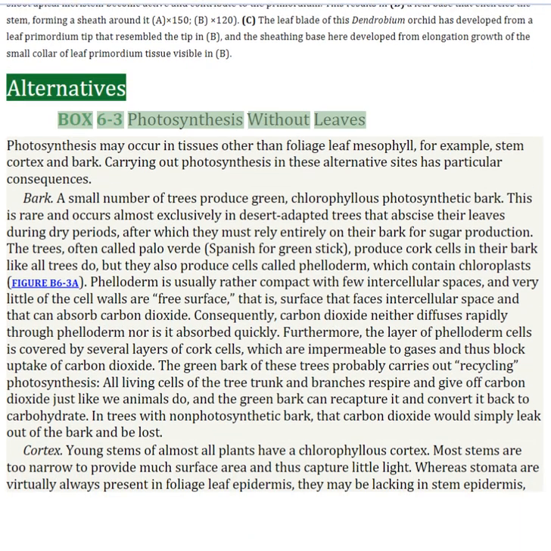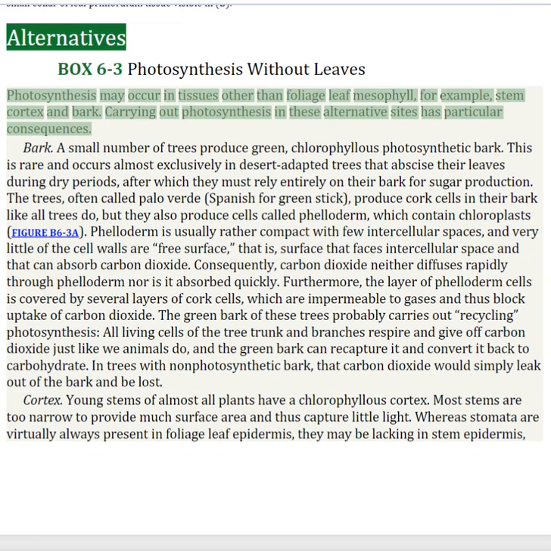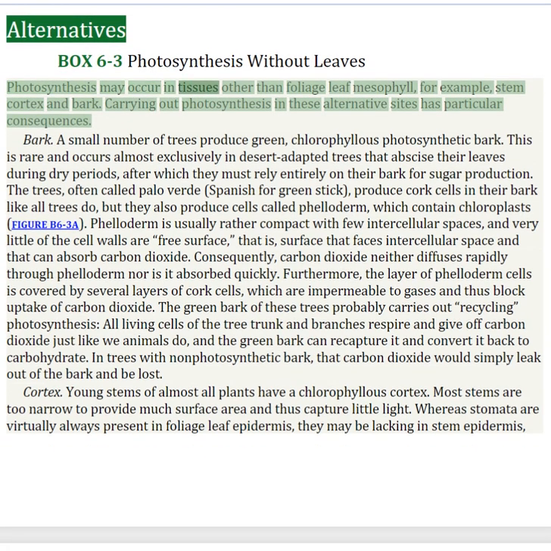Alternatives. Box 6-3. Photosynthesis without leaves. Photosynthesis may occur in tissues other than foliage leaf mesophyll, for example, stem cortex and bark. Carrying out photosynthesis in these alternative sites has particular consequences.